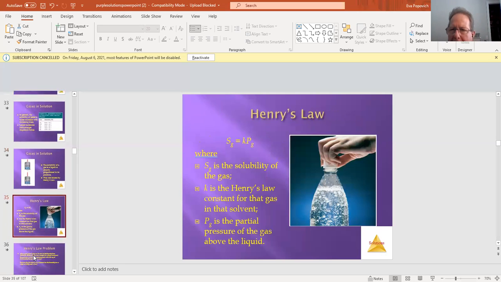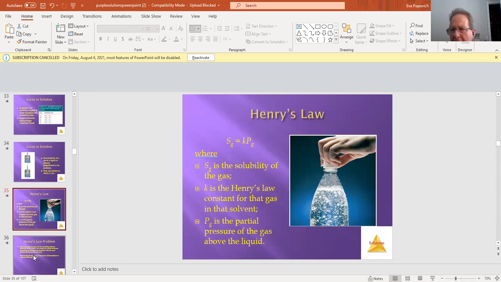And they all obey Henry's law, which is a fairly easy formula. The solubility of the gas is equal to Henry's constant times the pressure above the liquid. Simple problem, guys.